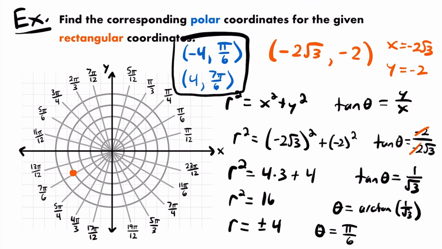And of course, there are other answers as well that would also be correct. These are just the two that I decided to show in this video. Okay, so both of these polar coordinates correspond to these rectangular coordinates. They all represent the same point in a coordinate system.